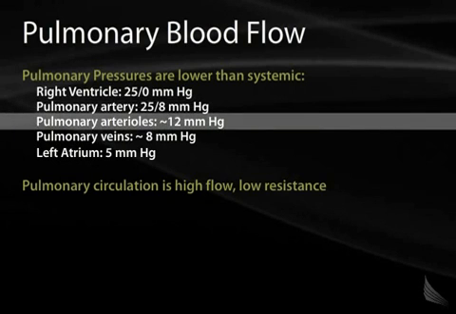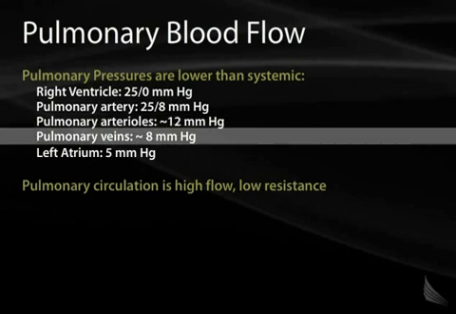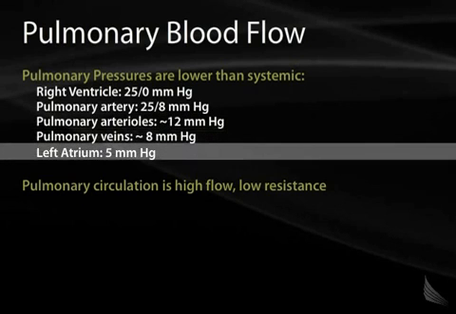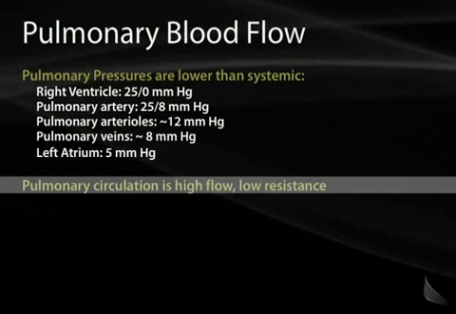The pulmonary arterioles have a pressure of approximately 12. Pulmonary veins, approximately 8. The left atrium has a pressure of about 5 millimeters of mercury. The pulmonary circulation is high flow, low resistance.